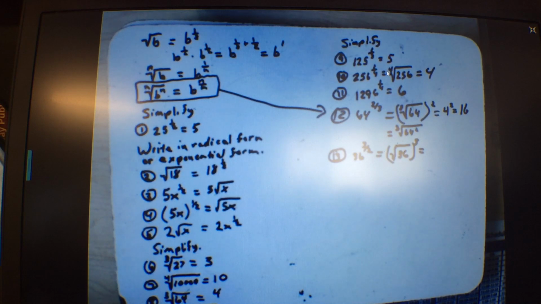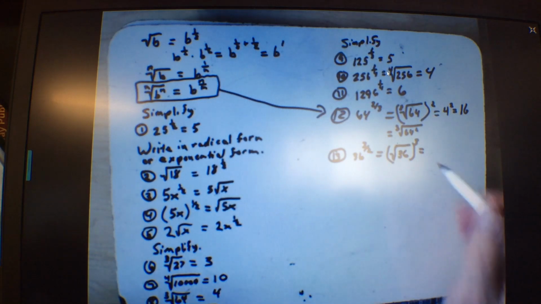3? No. The square root of what number times itself twice, Jackson, is 36? Times itself twice. What number times itself twice is 36? 6. Okay, very good. All right, you okay? Yeah. Okay.